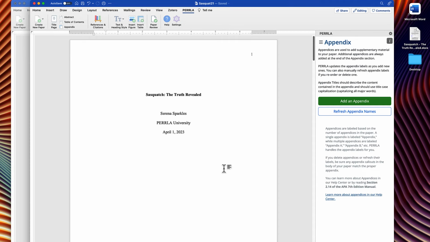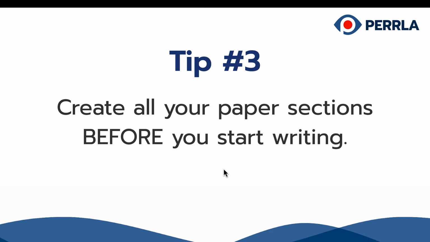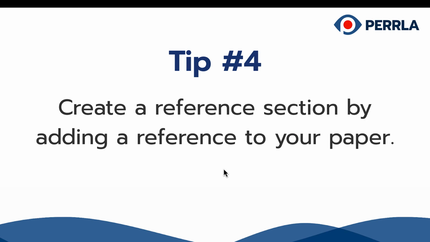All right, so this is going to bring us to actually our fourth tip, which, actually, it was our fourth tip. We saw it already. Create a reference section by adding a reference to your paper. Or if you're adding an appendix, just click add an appendix. We'll add the reference section for you automatically. We create the reference section when you add a reference or create an appendix.